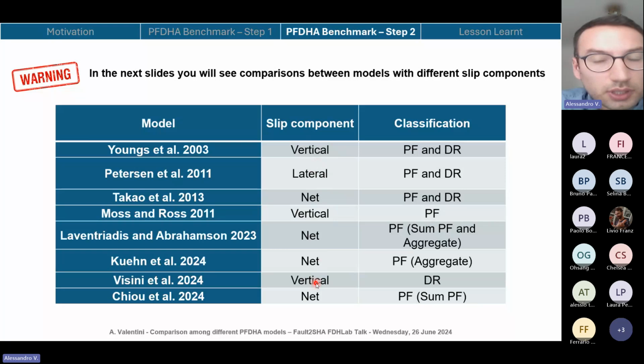It's different among the models, and also the classification that the models make about the principal and the distributed rupture. For the older ones from Youngs, Petersen, Takao, and Moss, sometimes you can find empirical regressions for principal and for distributed. But for the newer ones, Lavrentiadis, Chu, and Hu, you can find only the empirical regression for principal faulting rupturing, but the classification that they make about the principal faulting is different. Sometimes it's a sum of one or two principal faults if there is an overlap, for example, or sometimes it's an aggregate measure of the displacement. So for this reason, again, the comparison is not apple to apple, but it's also not apple to orange. It's still apple to apple, but with some warnings to take care about.